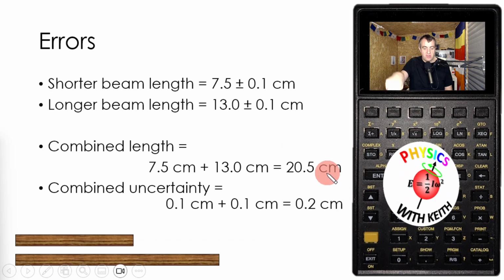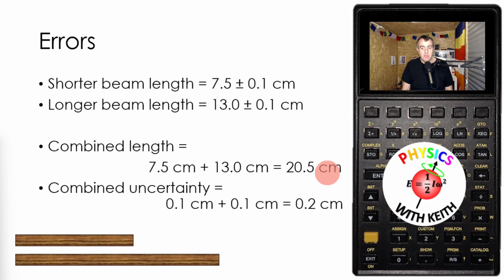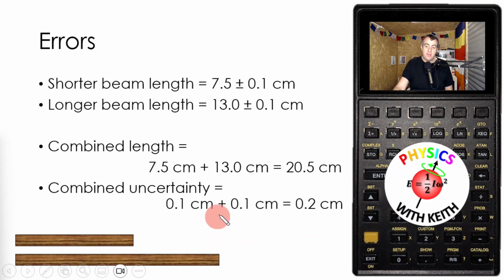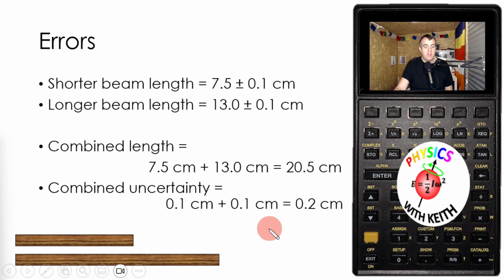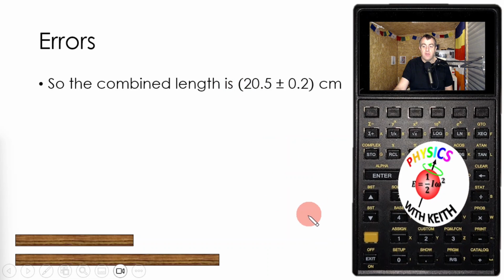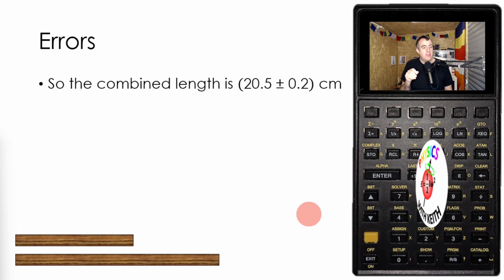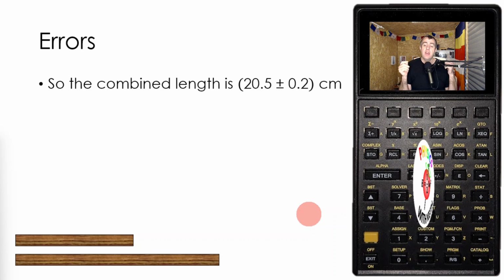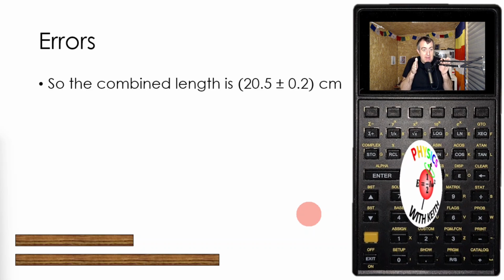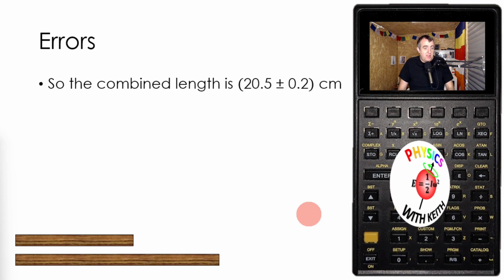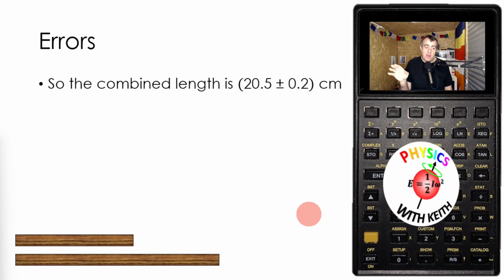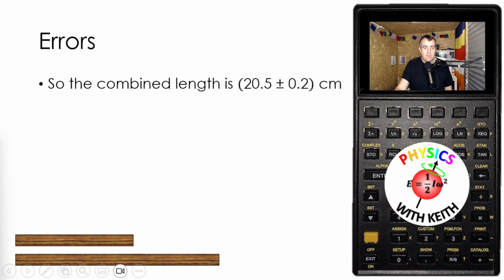The combined length is easy. We just add the means together, 7.5 plus 13.0. But the combined uncertainty, we add these two absolute uncertainties together, so our final length measurement we would express as 20.5 plus or minus 0.2. Actually, we wouldn't. We'd give our uncertainty to two significant figures, and that's not normal. That's not something that happens in the real world of physics. That's what happens in the little walled garden of A-level physics. In the real world of physics, one significant figure uncertainties are perfectly fine, but let's go with two significant figure uncertainties. But we'll talk about that a little bit later.